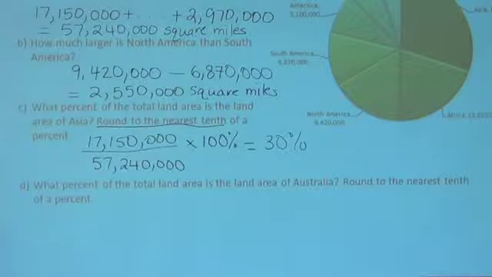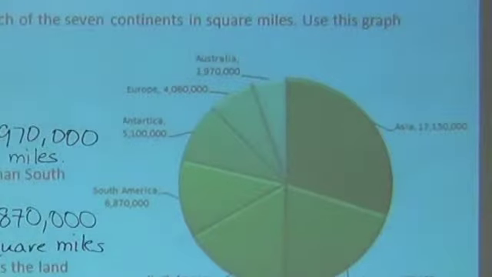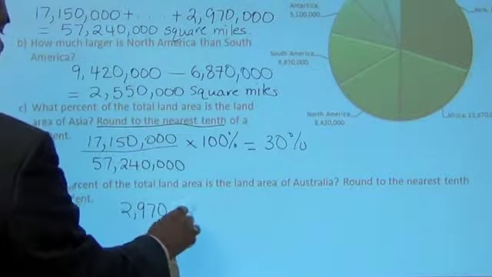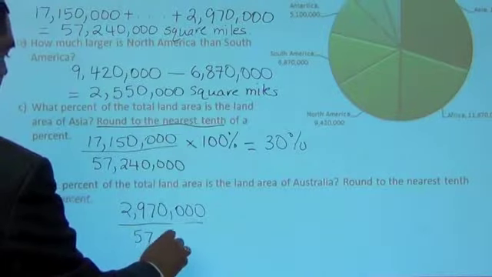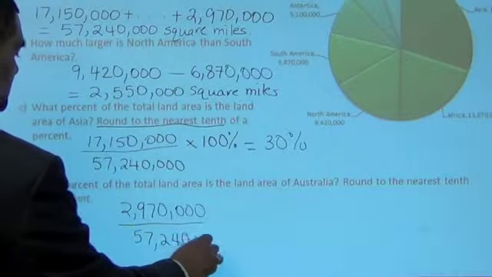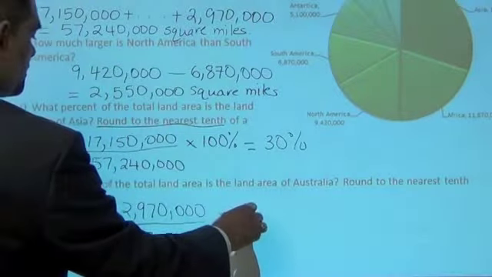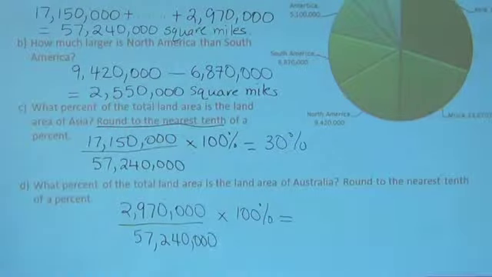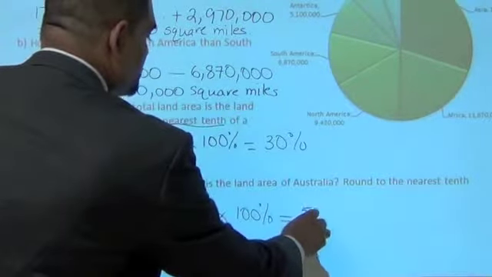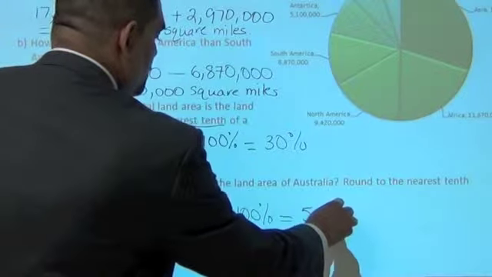And lastly, what percent of the total land area is the land area of Australia? Round to the nearest tenth of a percent. So now we're comparing Australia. Australia is 2,970,000, and that goes over the total land area of 57,240,000 times 100%. And again, remember, round to the nearest tenth. So after putting these numbers in your calculator, your result is approximately 5.2%.